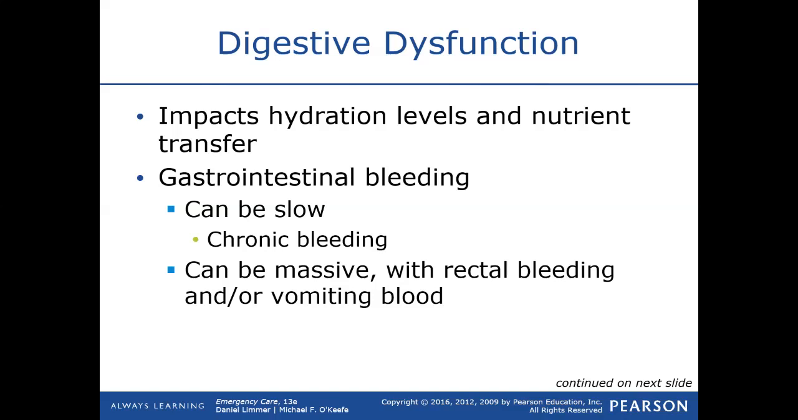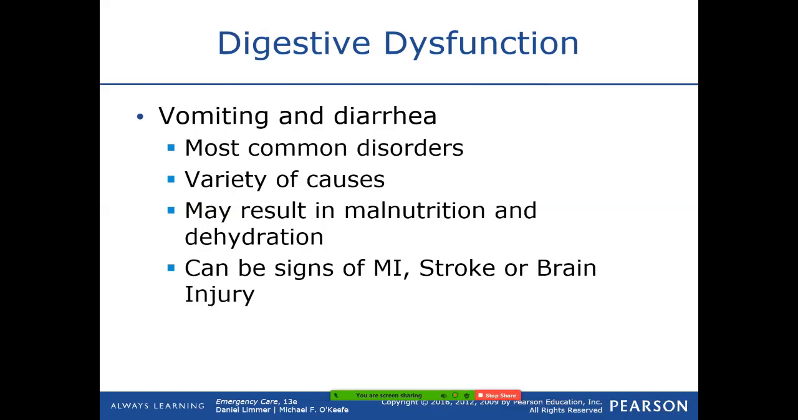So it is kind of important for us to ask if we're going to one of these types of calls, like what's it look like after you're done on the toilet? Is it red blood looking or is it digested blood looking? Because the doctors will need to know that. Okay. Vomiting and diarrhea are parts of the digestive system dysfunctions. Most common disorders. There's a variety of causes. It could cause malnutrition and dehydration because you're not getting enough water or food to your body like it needs.